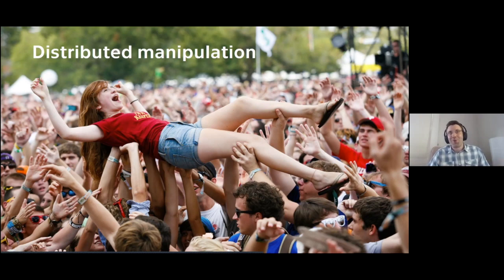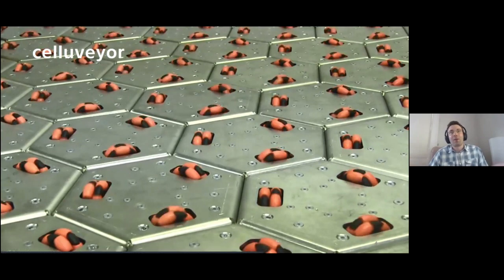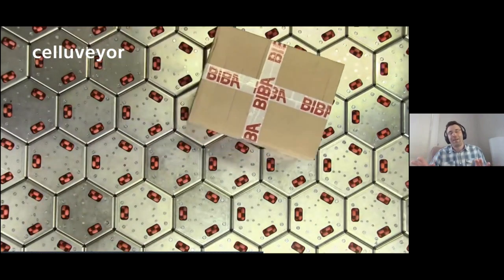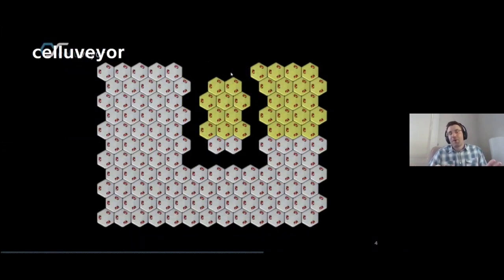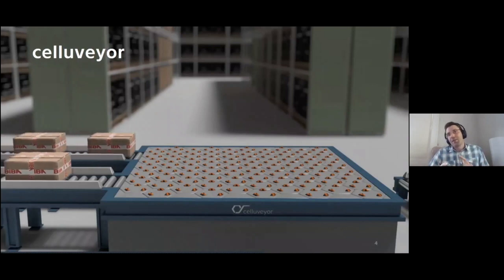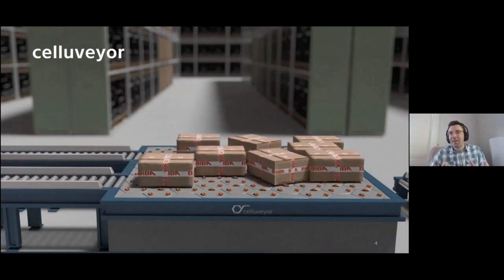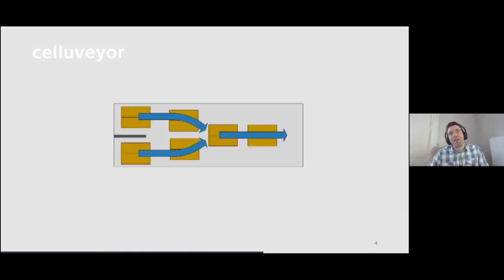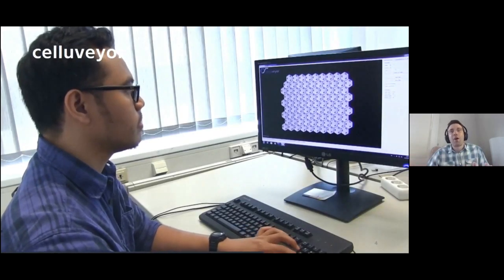So now let's go to more of a technical world. This is an example of distributed manipulation in industry. It's called celluveyor. It's basically an array of many wheels that are controlled individually. And as I mentioned before, you can manipulate not only one object at a time, but many objects. And it's really nice because you can easily reconfigure the motion because you have many wheels controlled individually. So as you can see here, you can design a trajectory for each parcel in this case.